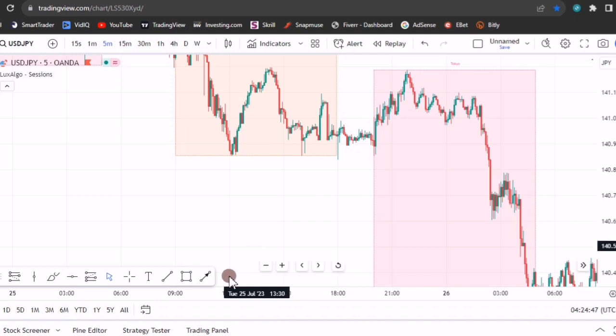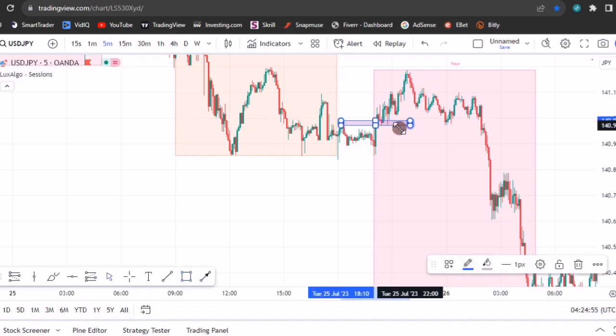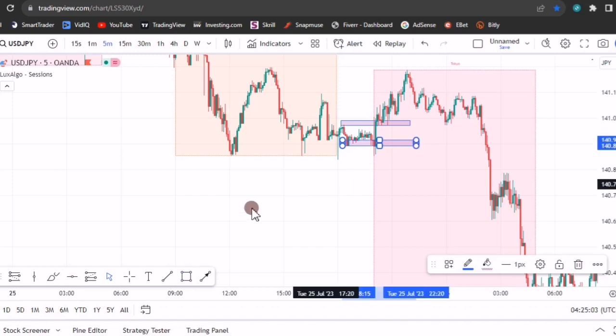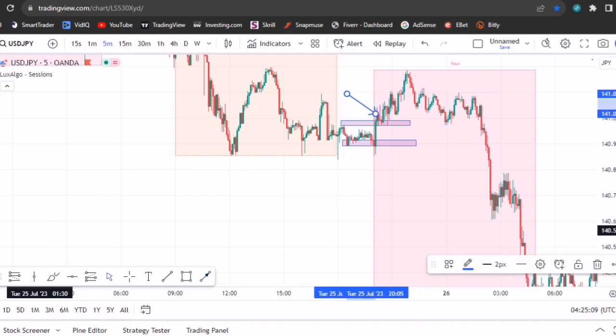Okay, this was a bit tricky. You mark the highest point within this region. The highest point would be that, and then the lowest point would be this one. Okay, this was a short trade. Okay, so when price closed above there, you would have taken a buy trade.